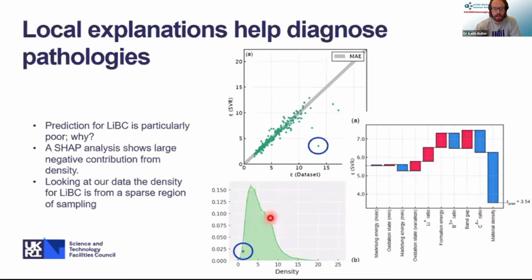And if we actually go back and look at the distribution of our data set, we see the region of space where lithium boron carbide is. It's actually a very low density, and it's not a well represented area within our training set. So it means that for things with low density like that, you may not want to trust the predictions that the model is making in those cases.